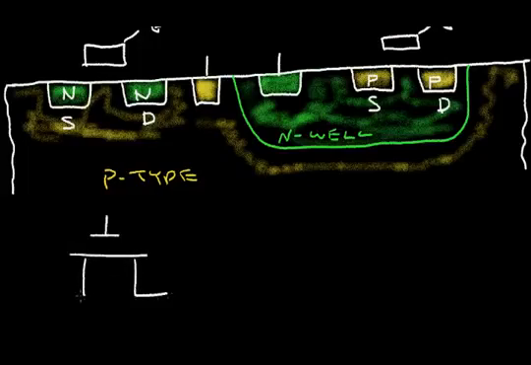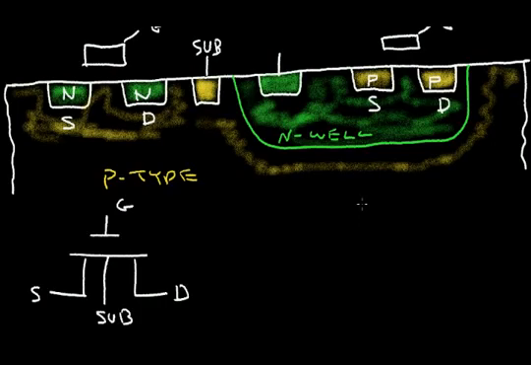So here I have the NMOS symbol. This is a gate, source, drain. And there's actually a fourth terminal. And this fourth terminal is the substrate connection. I'll call it SUB. And that's this connection here, SUB. And that connects to the p-type silicon material.